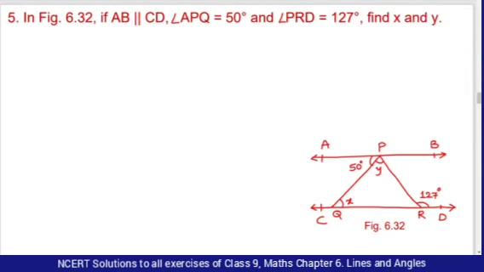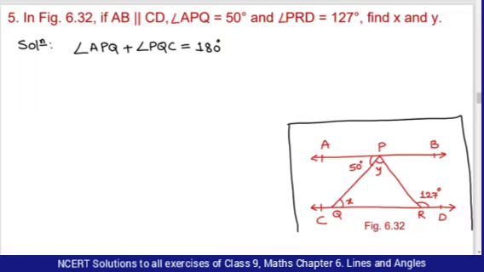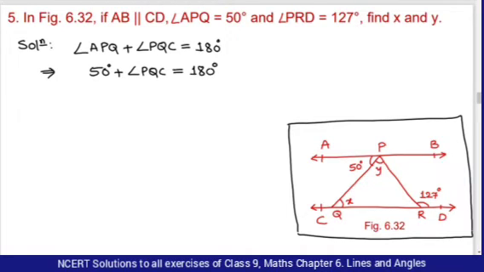Fifth question. In figure 6.32, if AB is parallel to CD, angle APQ is equal to 50 degrees and angle PRD is equal to 127 degrees, find X and Y. Solution. Here angle APQ plus angle PQC is equal to 180 degrees and APQ is given as 50 degrees. You can observe the figure also. So this implies 50 plus angle PQC is equal to 180. Then angle PQC is equal to 180 minus 50, that is 130 degrees.